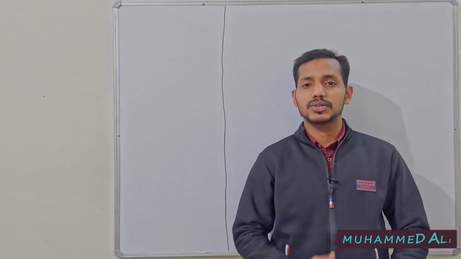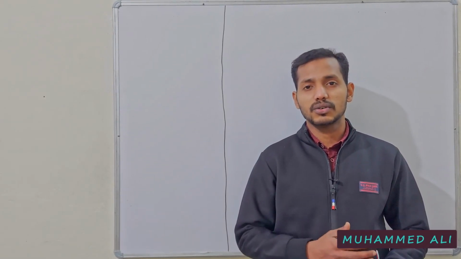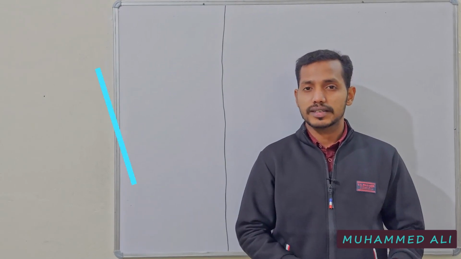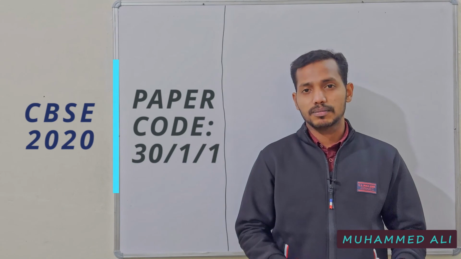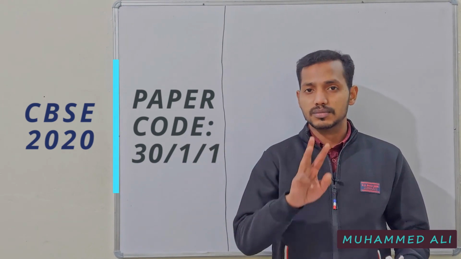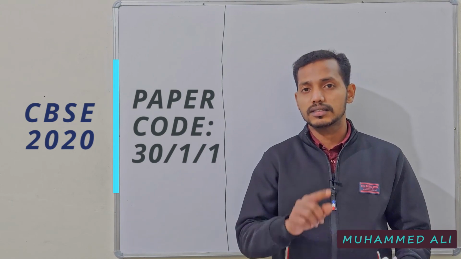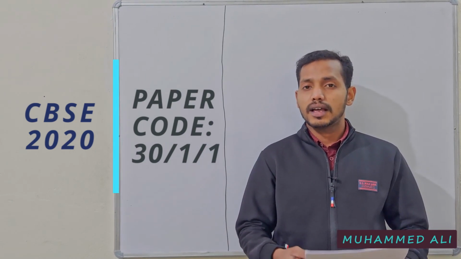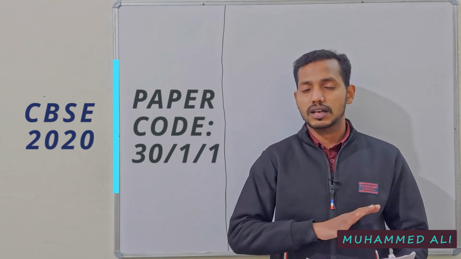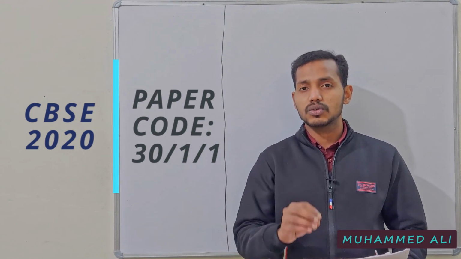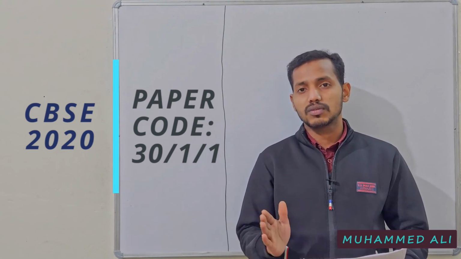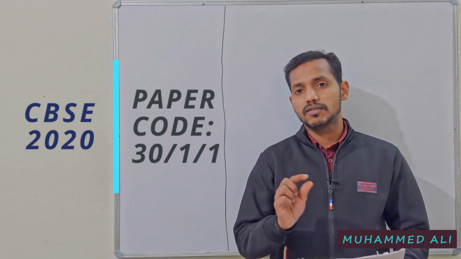Dear students, today in this video we are going to solve the CBSE 2020 question paper Set 31-1. That is the first set, and this first set has three subsets: 31-1, 31-2 and 31-3. These three sets have 90% of the questions in common, and some questions of 31-2 and 31-3 will be different from 31-1.